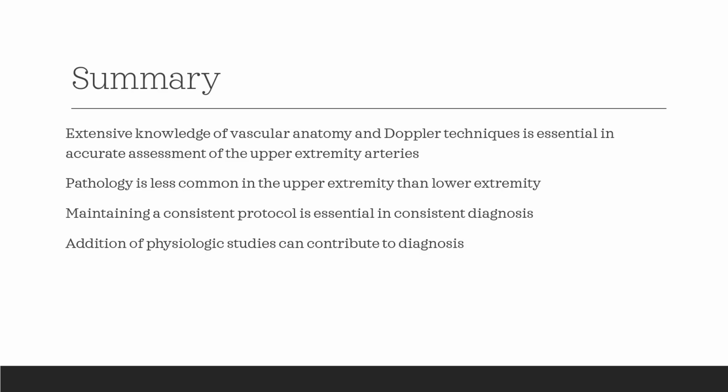So in summary, extensive knowledge of vascular anatomy and Doppler techniques is essential in accurate assessment of upper extremity arteries. The pathology in the upper extremity is going to be less common than that of the arterial system of the lower extremity. Maintaining a consistent protocol is essential to consistent diagnosis and evaluation, and the addition of physiologic studies can contribute to a diagnosis. In fact, sometimes a site protocol may require you to go through a physiologic study primarily. If the patient passes those studies with no abnormalities, you may not even go on to the actual arterial duplex exam. So that's something to consider adding into your protocol if it's of interest to you.